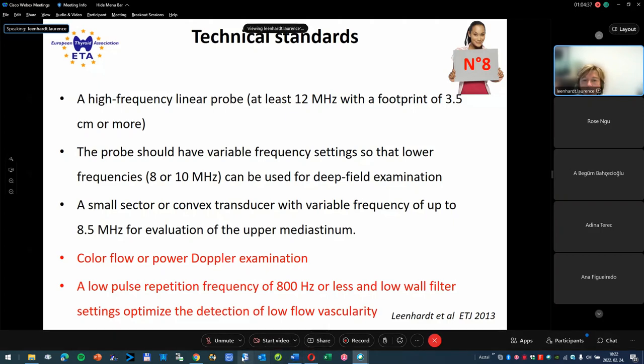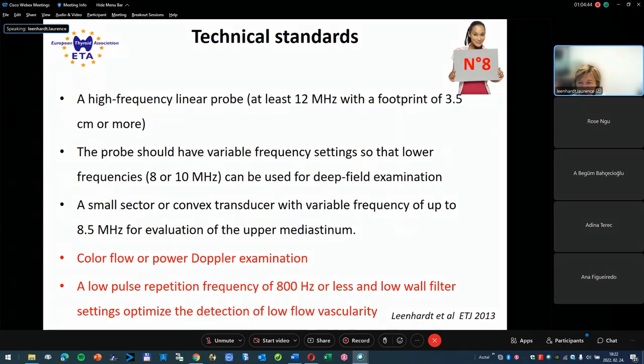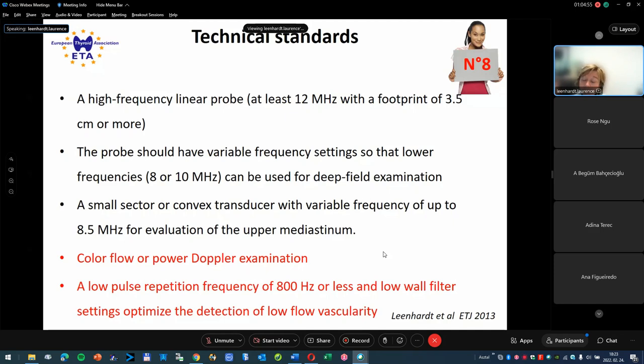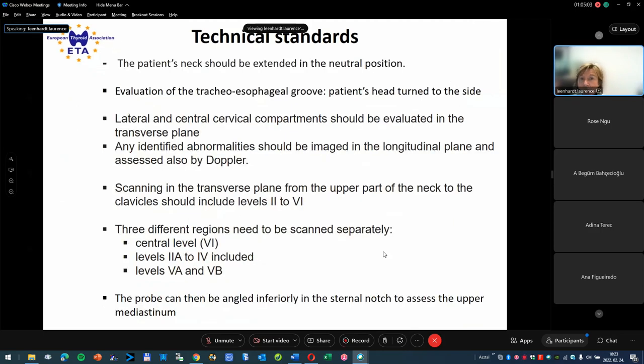And regarding color flow or power Doppler examination, it's interesting to have a low pulse repetition frequency and a low wall filter to optimize the detection of, for example, low flow vascularity in small lymph nodes, for a better view of the hilum, for example. And the patient's neck should be extended in the neutral position, and he can turn the head to the side to have a better evaluation of the tracheoesophageal groove. And lateral and central cervical compartments should be evaluated in the transverse plane, and any abnormalities should be imaged in the longitudinal plane and assessed also by Doppler.